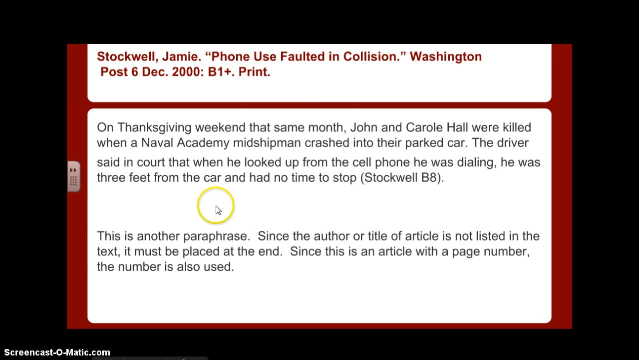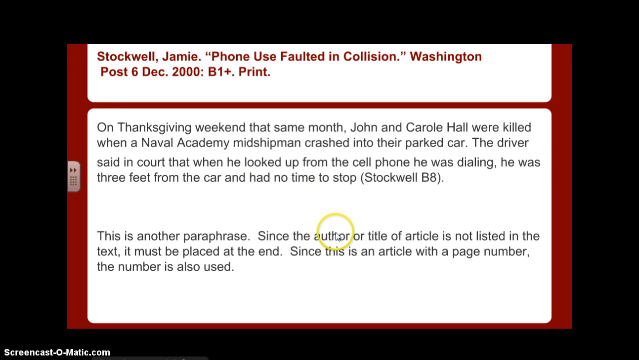All right, so let's take a look at what was in the research paper. On Thanksgiving weekend that same month, John and Carol Hall were killed when a Naval Academy midshipman crashed into their parked car. The driver said in court that when he looked up from the cell phone he was dialing, he was 3 feet from the car and had no time to stop. And then it says Stockwell B8. Again, this is another paraphrase. The person read the article and then put the information in his or her own words.